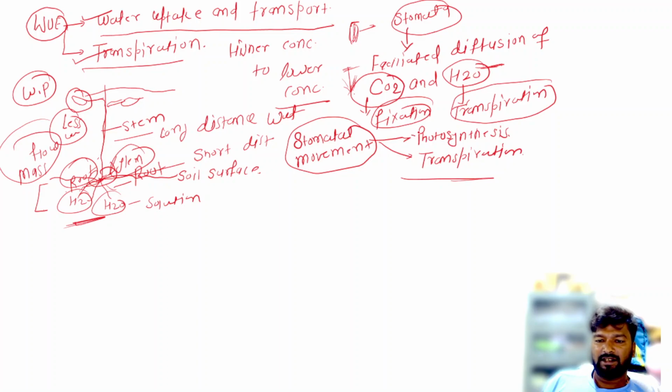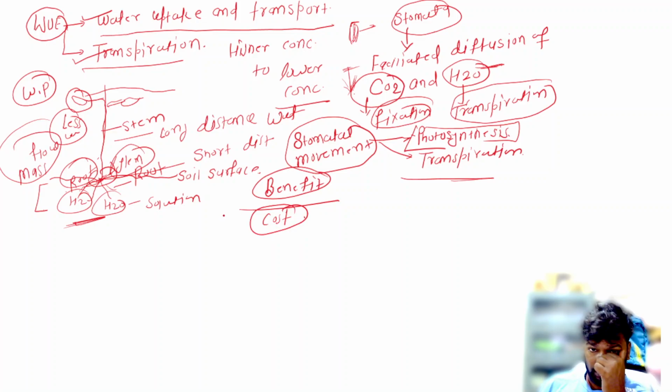Also, we can say that photosynthesis is the benefit for the plant, and transpiration could be the cost of the plant. Okay, so this is about the stomata role in the water use efficiency or maintaining of water potential.